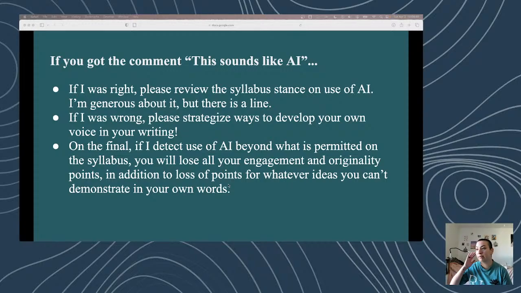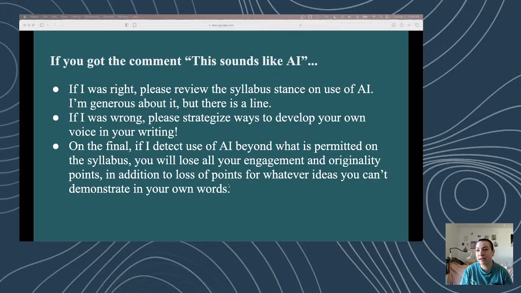Oh my gosh, someone's revving their motorcycle outside. I'm trying to have an honest conversation about ownership of writing. And if I was wrong, sorry. If I was wrong and you know this in your heart of hearts that I was wrong and that hurt your feelings, I am sorry. But please strategize ways to develop your own voice in writing, because it did sound like AI.